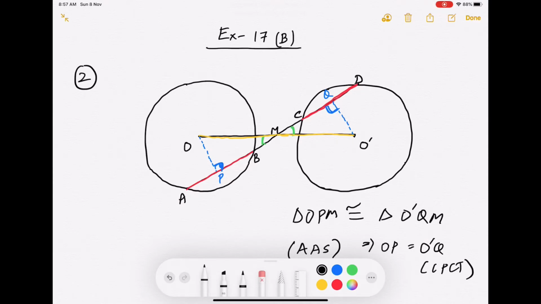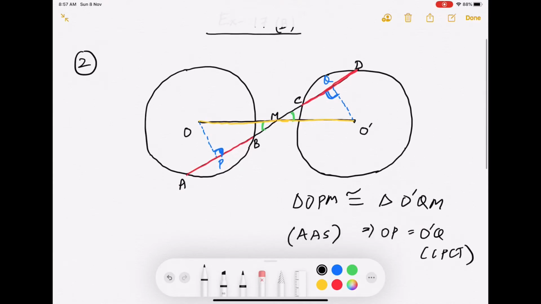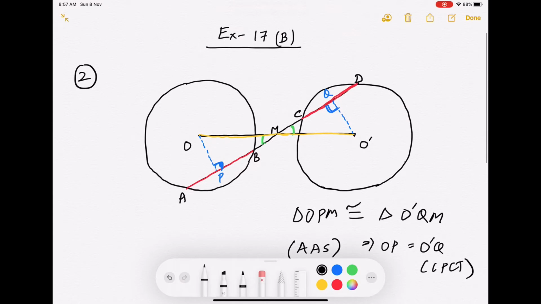And now since OP is equal to O dash Q, I can say that the chords AB and CD are equidistant from the center, hence they are equal. Hence AB is equal to CD, hence proved. You just need to write the reason for each statement in brief.